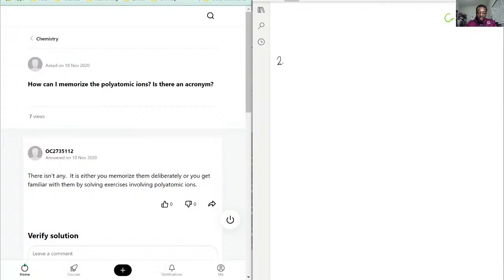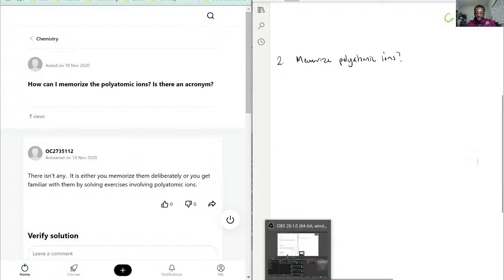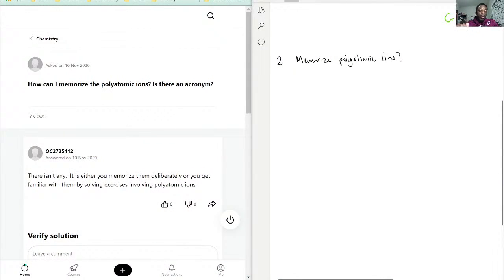Now, how can I memorize the polyatomic ions? This is definitely a great question as well. Just give me a brief second here to check how we're doing. Awesome. Okay, so how can I memorize the polyatomic ions as their acronym? As this answer says, unfortunately, there isn't any acronym that I at least know of to memorize them. But the one thing I would say is that, as this question says, it's really down to just practicing.